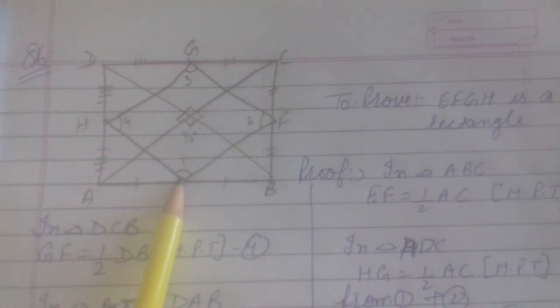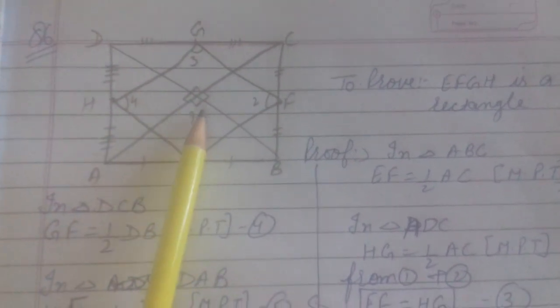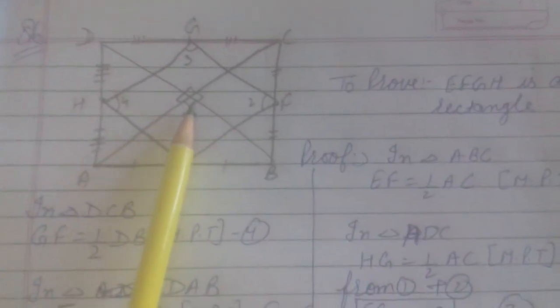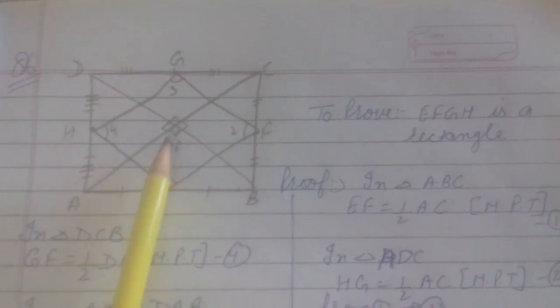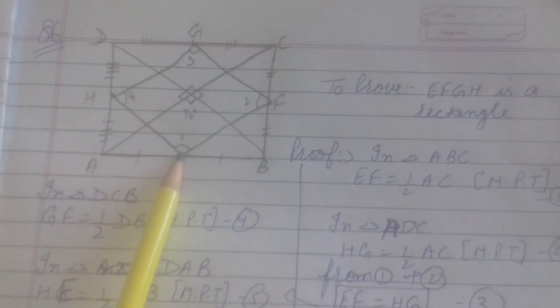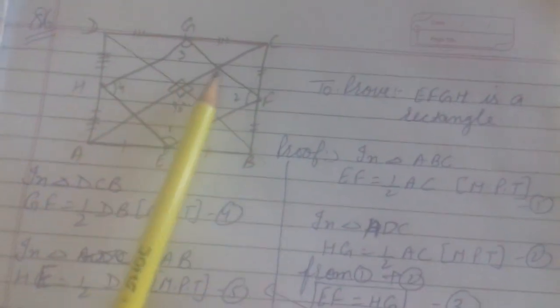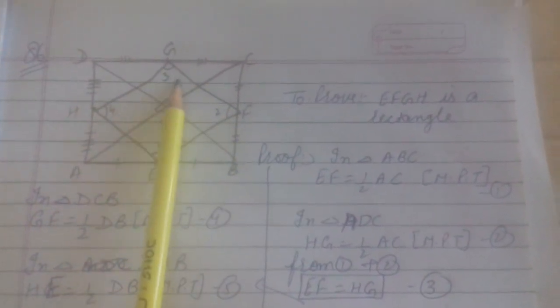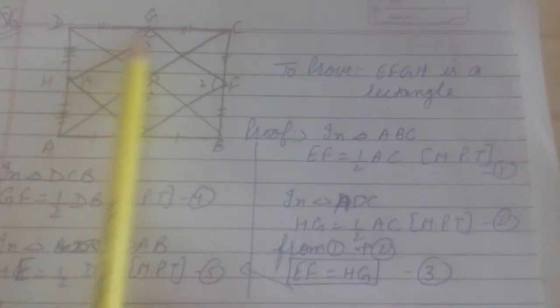But how to prove that this vertex angle is 90? I marked this angle as angle 1. What is this angle? 90. And you know that this is also a quadrilateral, na? So in a quadrilateral, opposite angles are equal. So if this is 90 degrees, what will be angle 1? 90. If this is 90, this will also be 90. So we proved in this figure that opposite sides are equal as well as vertex angles are 90 degrees. It shows that it is a rectangle.